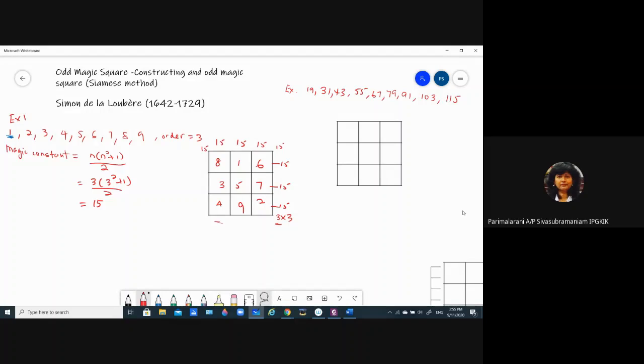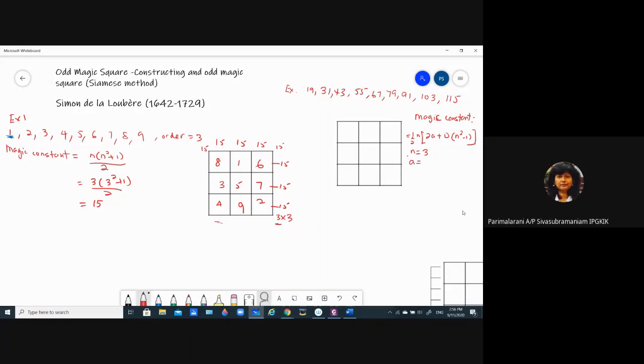So first, before I can do that, I have to calculate the magic constant. So what is the magic constant in this case? Which formula am I going to use? 1 over 2 n into 2a plus d n square minus 1. So what is my n here? 9 numbers means 3 square. So n is 3.